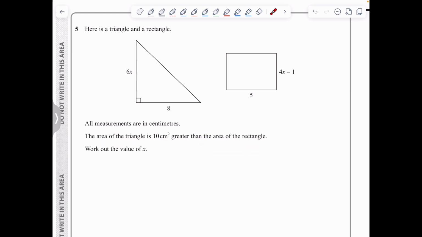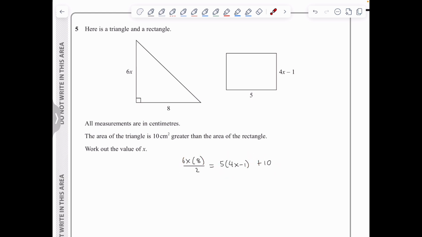Well, we know that the area of the triangle is given by base times height over 2, so we're looking at 6x times 8 over 2. And this is equal to the area of the rectangle, which is base times height. So I'm going to write here 5 times 4x minus 1 plus 10, simply because the area of the triangle is 10 more than the area of the rectangle.